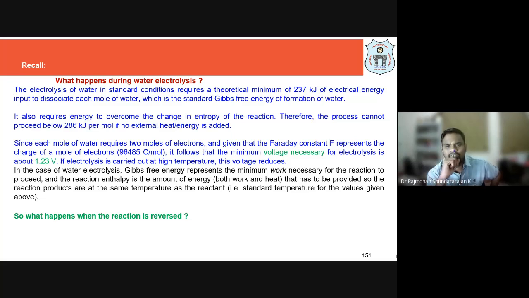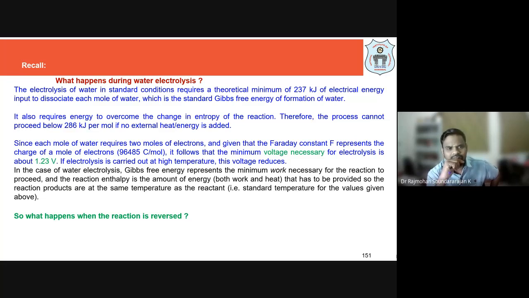And this 237 kilojoules is the standard Gibbs free energy of formation for water. It also requires energy to overcome the change in entropy of the reaction. So theoretically we need 237 kilojoules, but there is a lot of change in entropy of the reaction, so to overcome it, the process cannot proceed practically below 286 kilojoules per mole if no external heat or energy is added into the system.